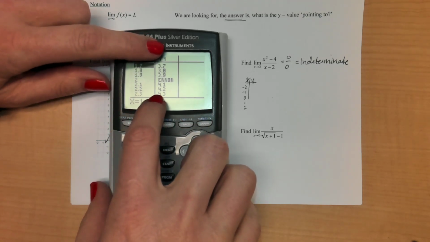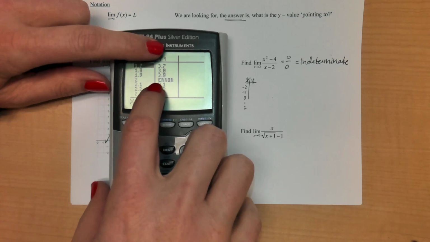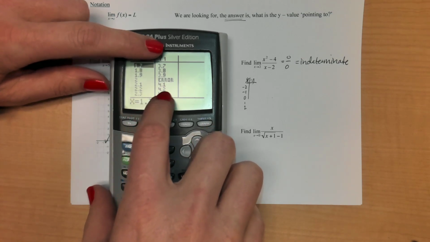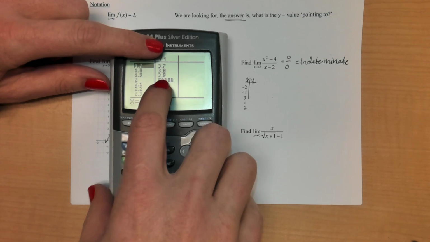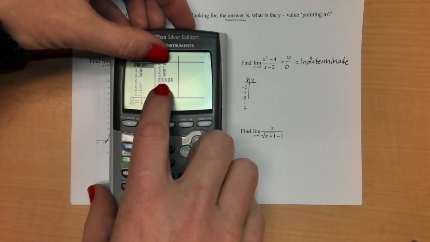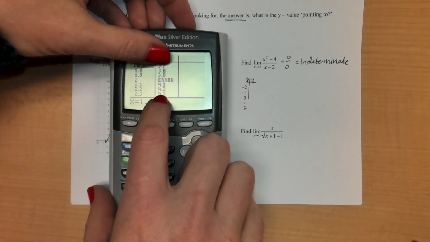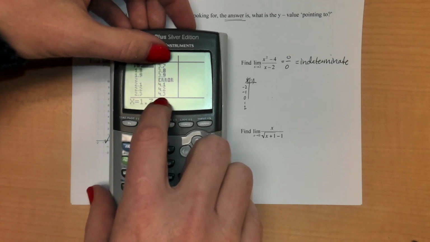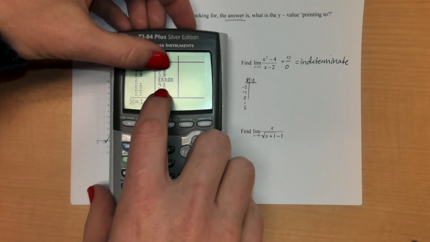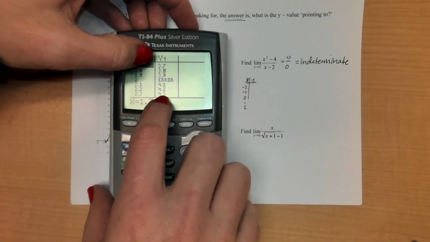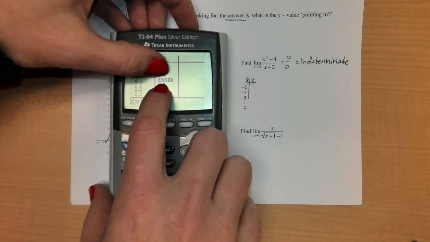So on this side, it looks like I went 4.3, 4.2, 4.1. I can make a pretty good guess about where that's going to land right there. This side went 3.7, 3.8, 3.9. I have a pretty good feeling that on both sides, as I climb towards 2, my y values are climbing towards 4.